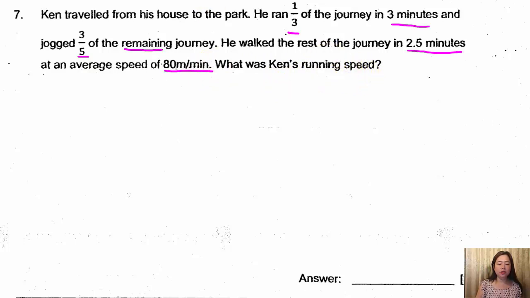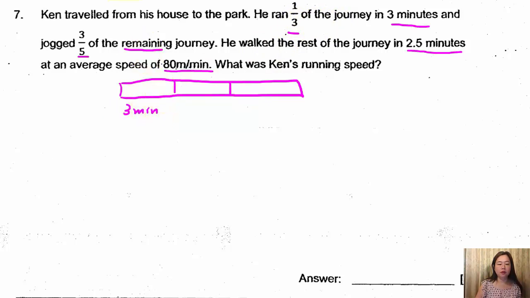To do this question, let me just draw a simple model for you. So for 1/3 of the journey, he took 3 minutes. And for 3/5 of his remaining journey, 1, 2, 3, 4, 5. For 3/5 of the remaining journey, he jogged.